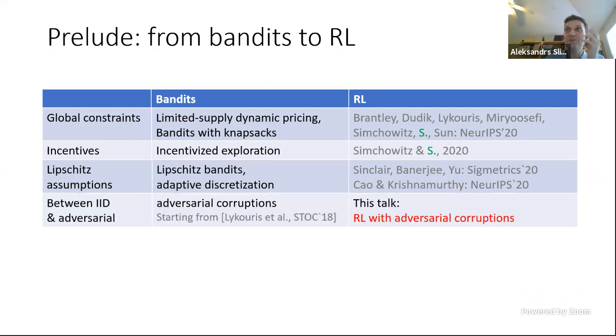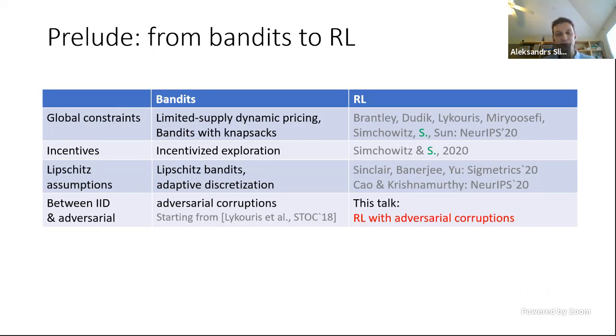So the theme of this talk is what happens if the environment is not quite IID, but also not quite adversarial. If it's neither of these two extremes, what if the reality is somewhere in between? One nice way of making this more precise is this adversarial corruption model, where the adversary is allowed to corrupt a few rounds.